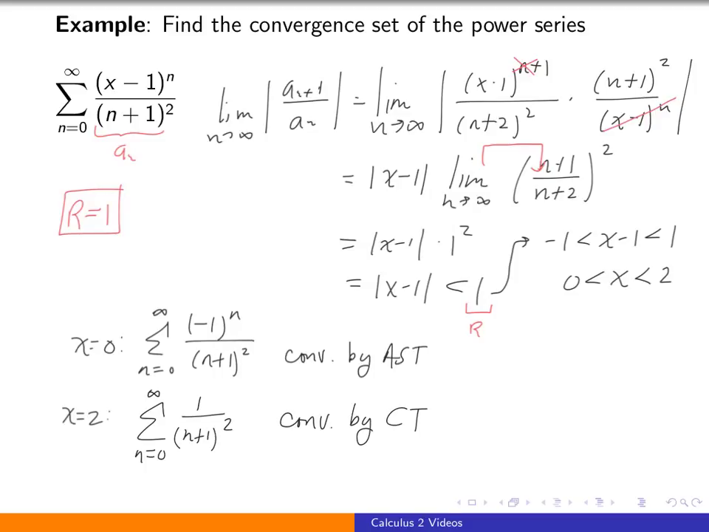So putting this all together, we know the series converges at 0, 2, and from 0 to 2. So the convergence set is going to be the closed interval from 0 to 2. And just as a recap, this is a very typical example. We want to know the convergence set, so we apply the ratio test. Along the way, we will get that radius of convergence, but once we have the interval determined by the ratio test, we always need to go back and check the endpoints individually for convergence using our previous convergence tests.